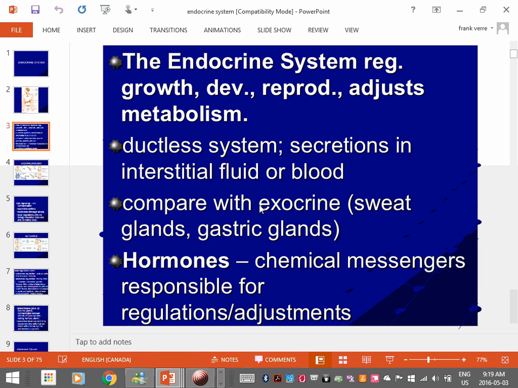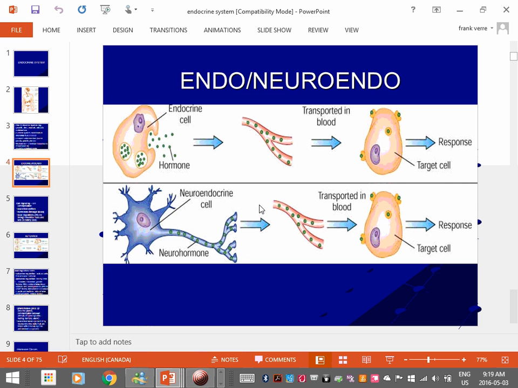We're not as bad as we think in terms of detecting these types of smells. But that's not what we're going to focus on. We're going to focus on internal signals, things like insulin. That's what we're going to look at.